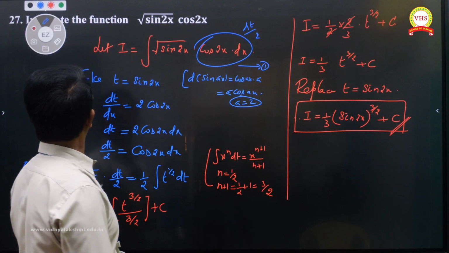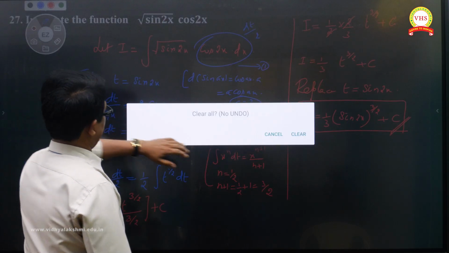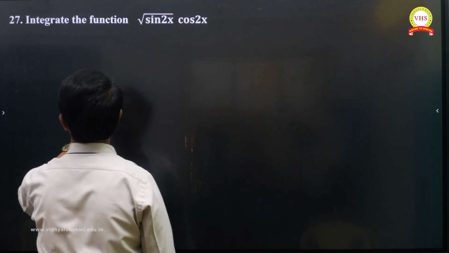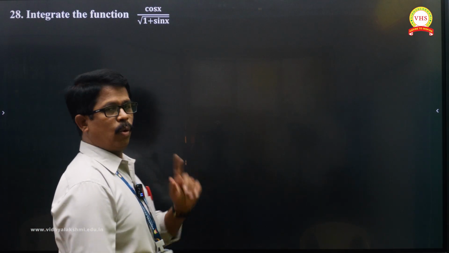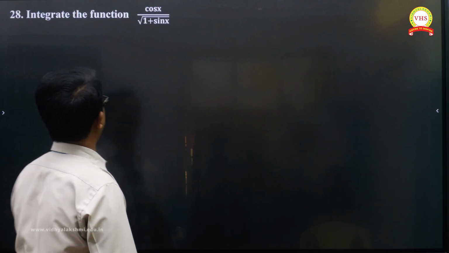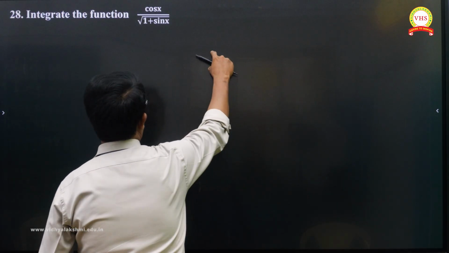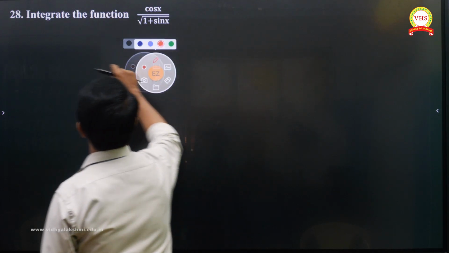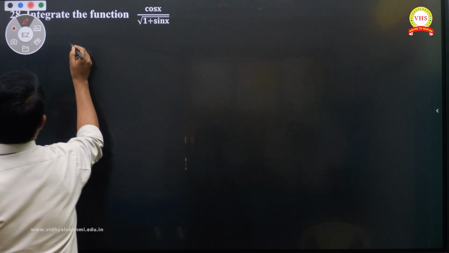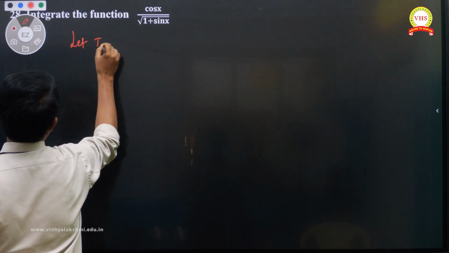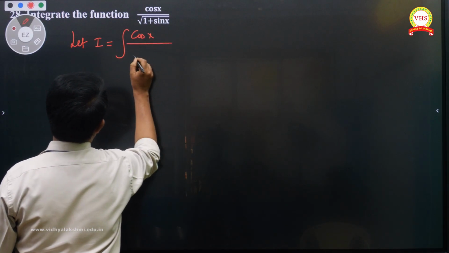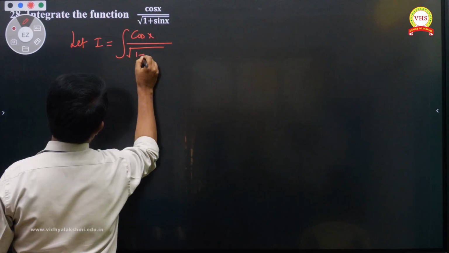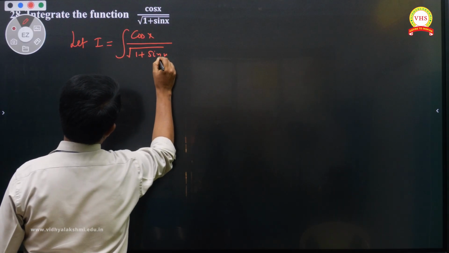Question number 28. Yes, the 28th question: cos x divided by 1 plus sin x. The same ideology we are going to apply, what we have done in the previous sum. Now let I equal to integral cos x divided by square root of 1 plus sin x into dx.